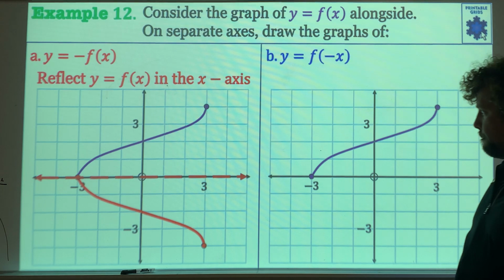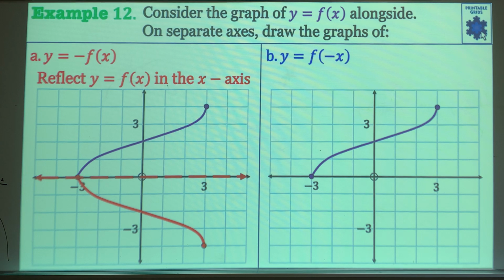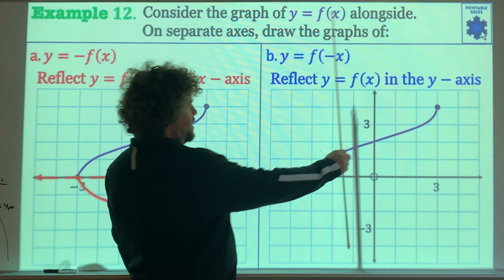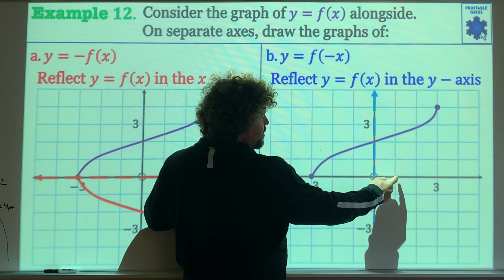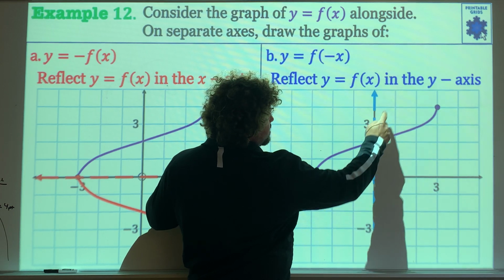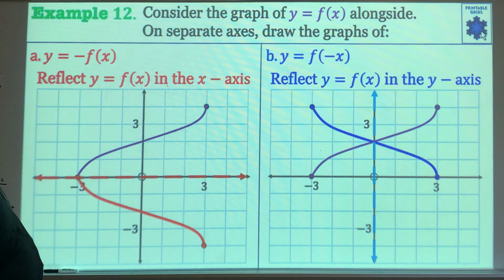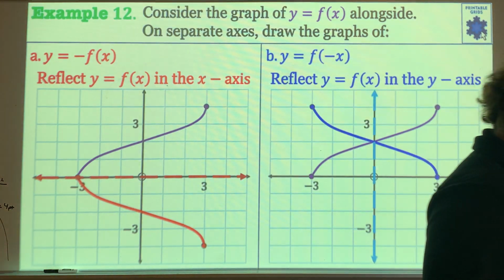All right. B. What do you think we do there? What do you think? Reflection over the y-axis. The y-axis is the axis that goes up and down. That guy right there. So, since this is 1, 2, 3 to the left, I'm going to move 1, 2, 3 to the right. Stays on here. Since this is 1, 2, 3 to the right, I move 1, 2, 3 to the left. And my new graph looks like that. Yes, they can cross each other. Yes, they can touch each other.